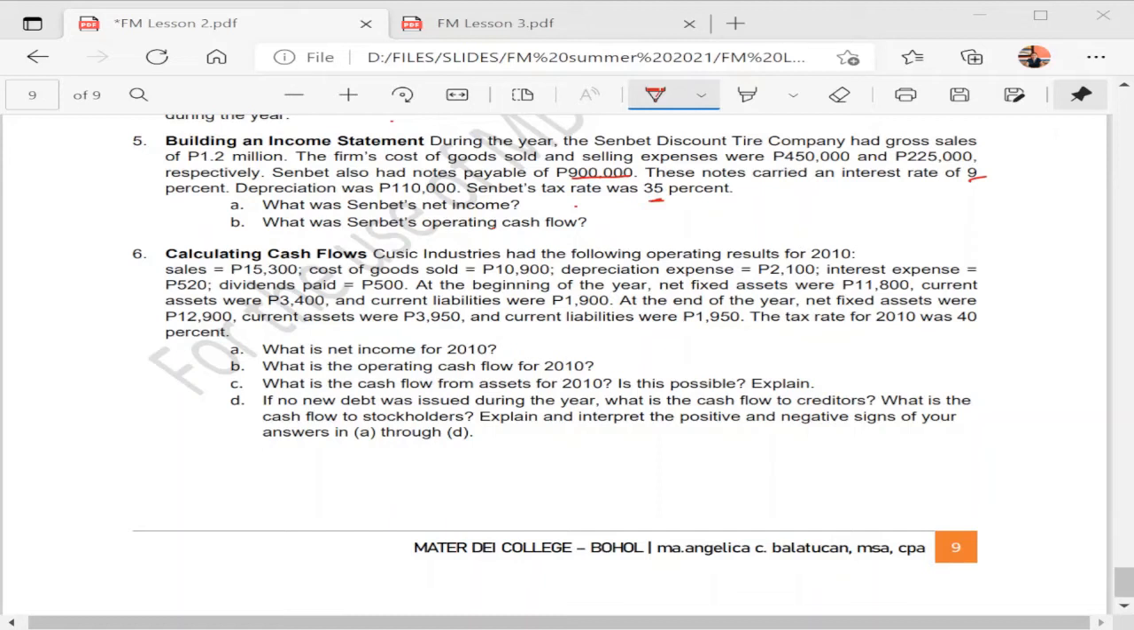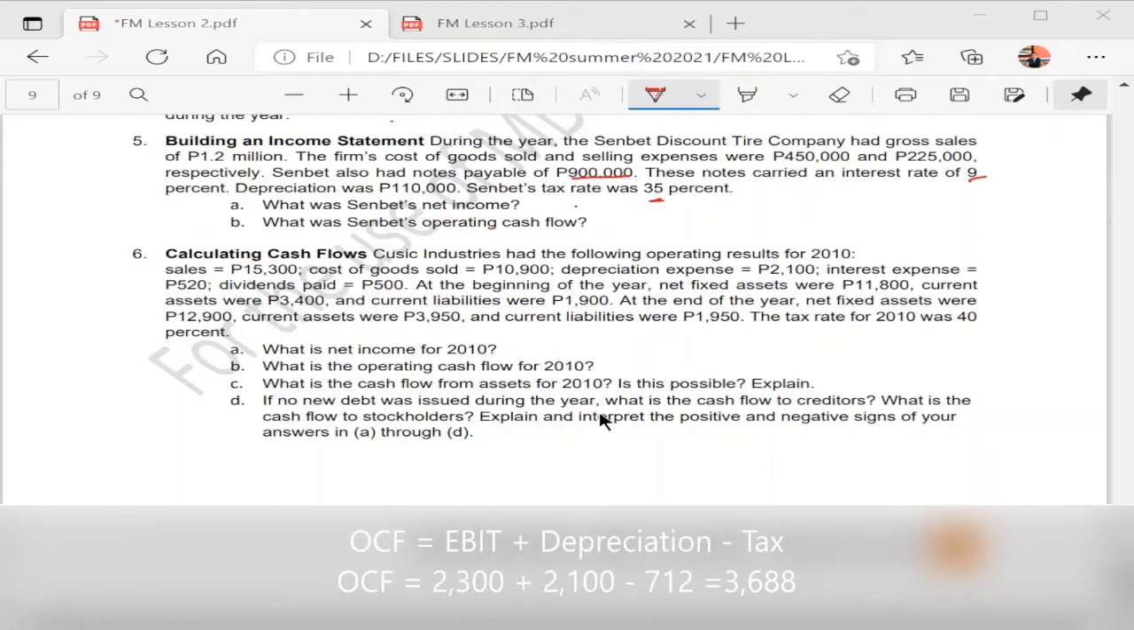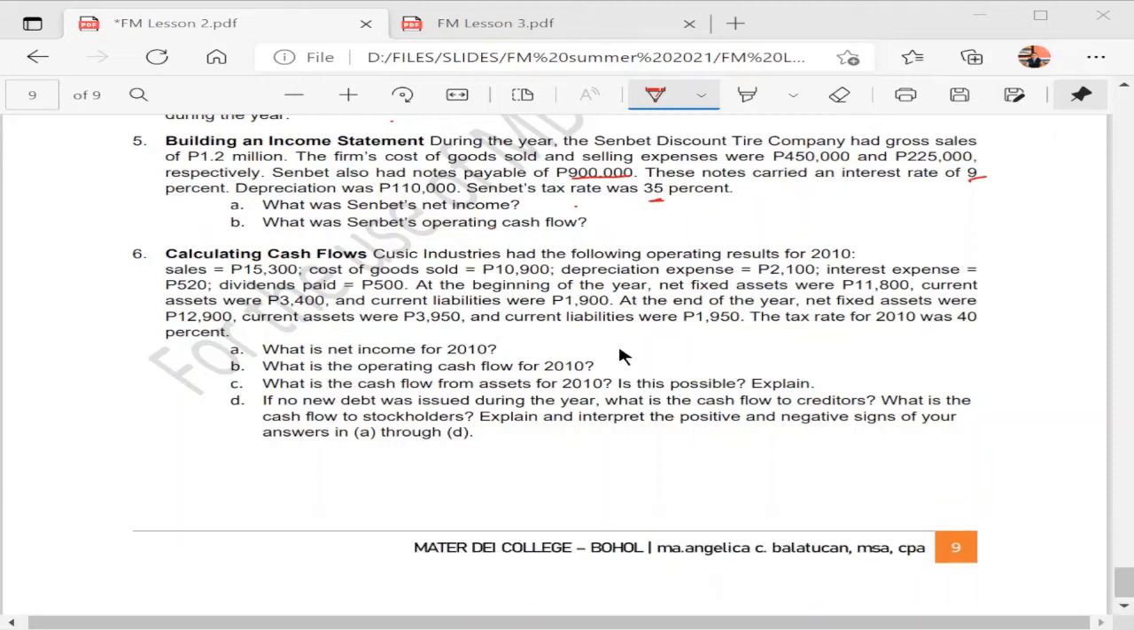So we have answers here. Okay, so your OCF is 3,688. Okay, so that's correct. Next question C. What is our cash flow from assets? Cash flow from assets.